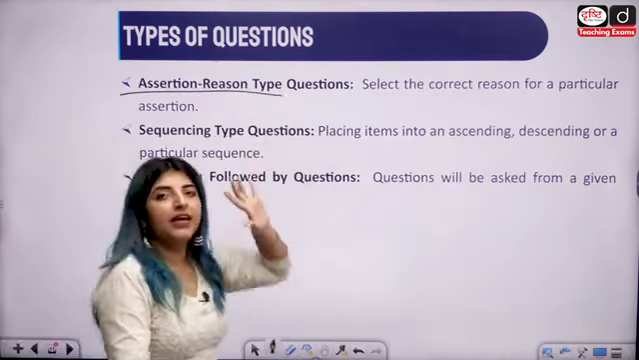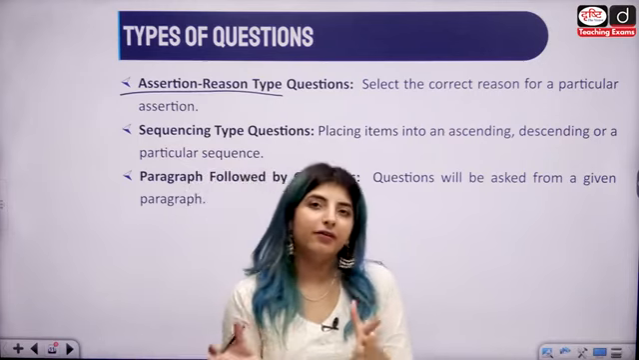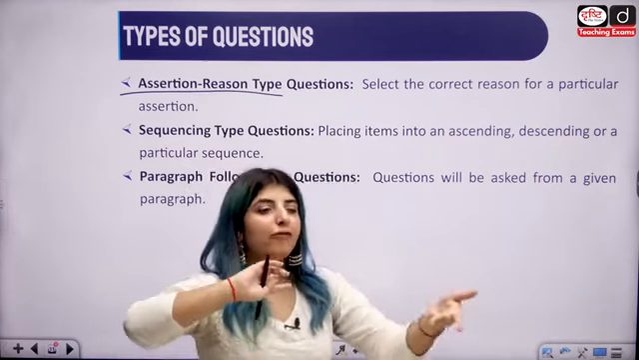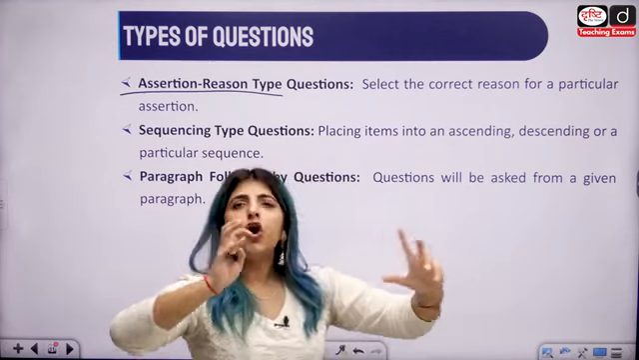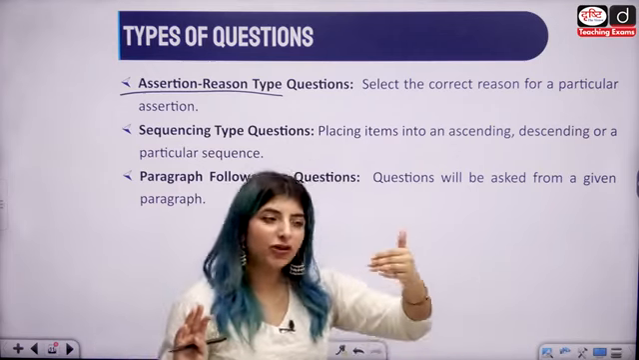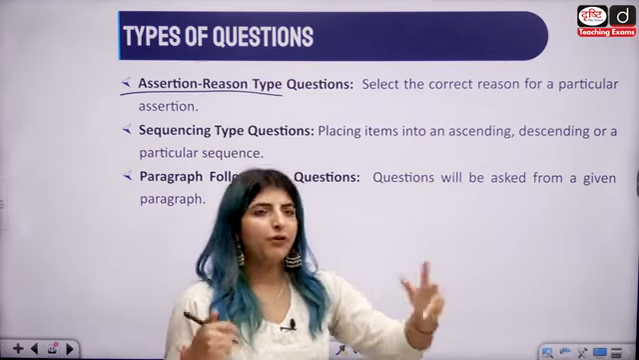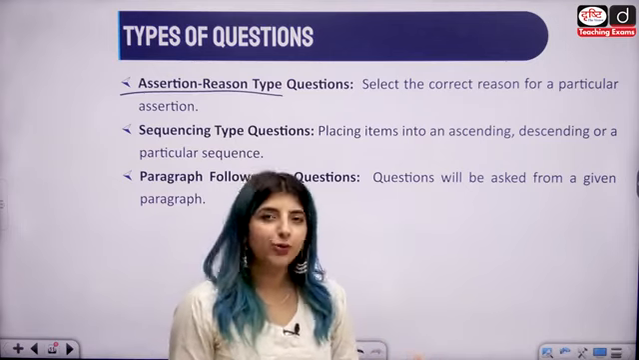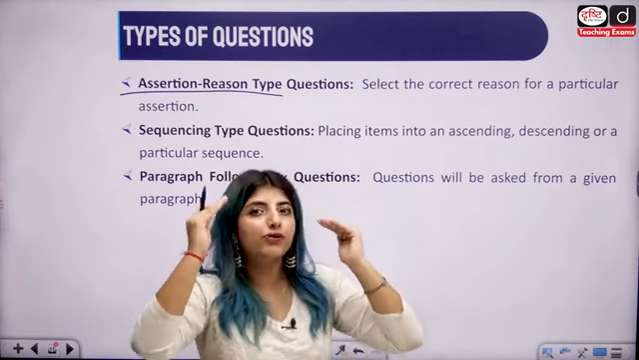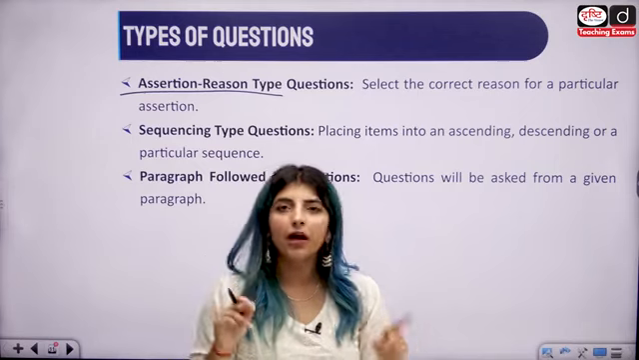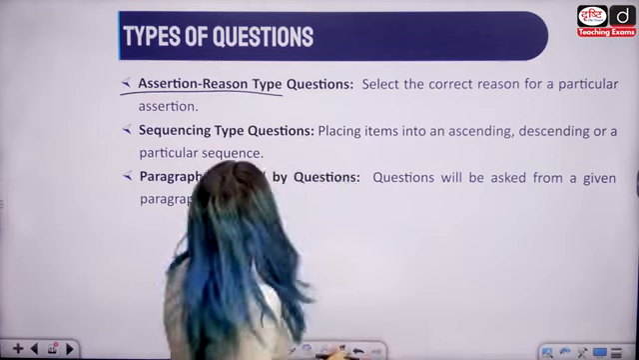Assertion reason type, they will give you an assertion and reason for the same, where you will have to see if the assertion only stands out and the reason is not really going with that. So assertion is all right, assertion is true, but the reason is not the correct explanation, so on and so forth. So that's the assertion reason question, where you will have to use your critical thinking skills a little bit because they want to judge you on that.